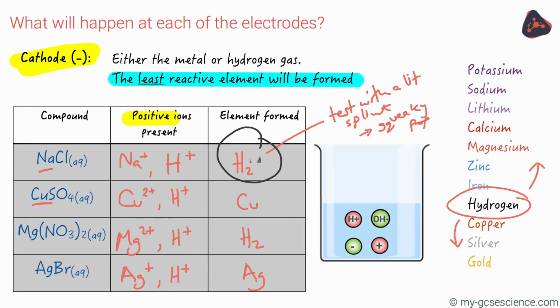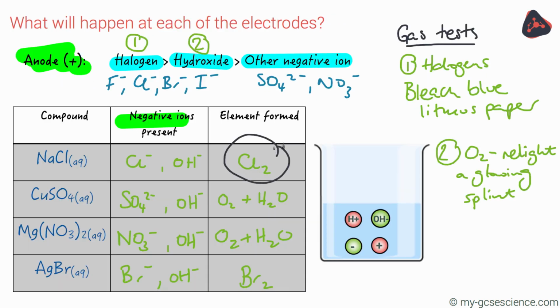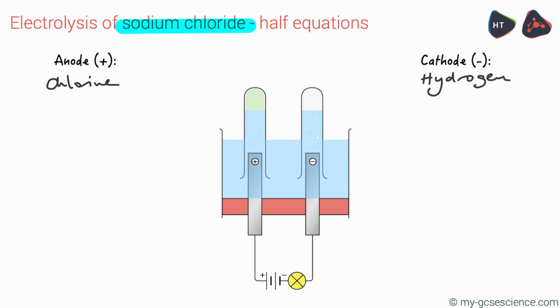We know that at the cathode, we're going to have hydrogen formed, if you remember from earlier. At the anode, we're going to have chlorine formed, because it's a halogen which has the first priority at the anode. So let's have a look at the half equations.